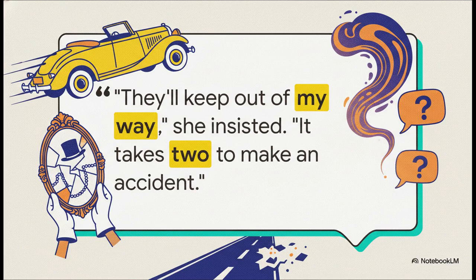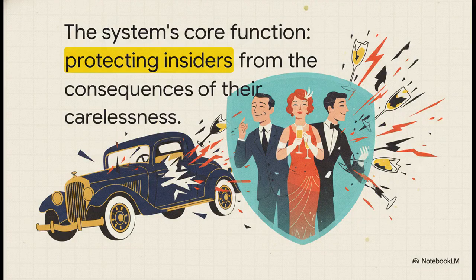The next pattern is just perfectly captured by Jordan Baker. When she gets called out for her incredibly careless driving, just listen to the profound assumption that's behind her response. This isn't just her being arrogant. It goes so much deeper. It's a statement about the system's design. Jordan fundamentally believes that the world will just absorb whatever damage she and people like her cause, and this reveals the system's absolute core function, to protect insiders from the consequences of their own carelessness, no matter how high the cost is for everyone else.